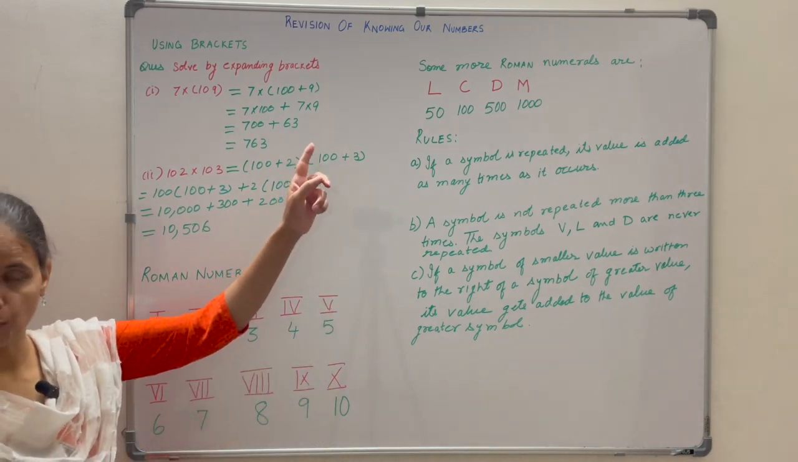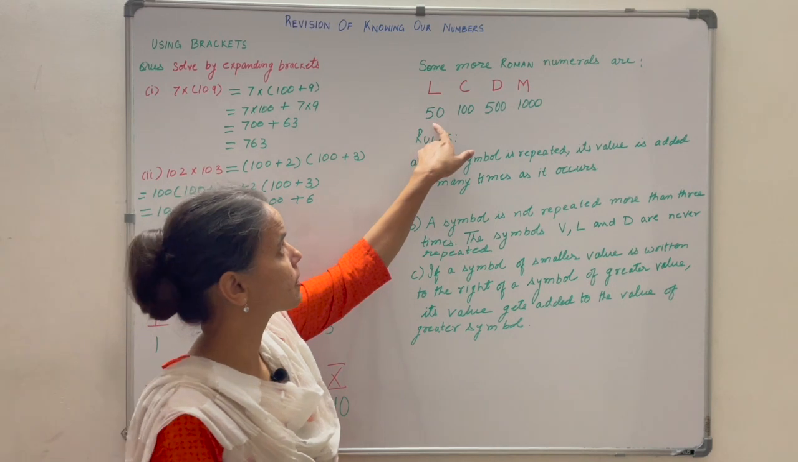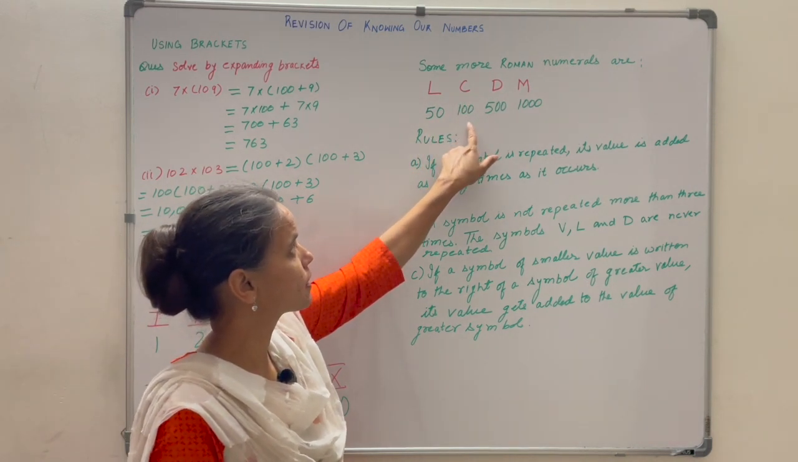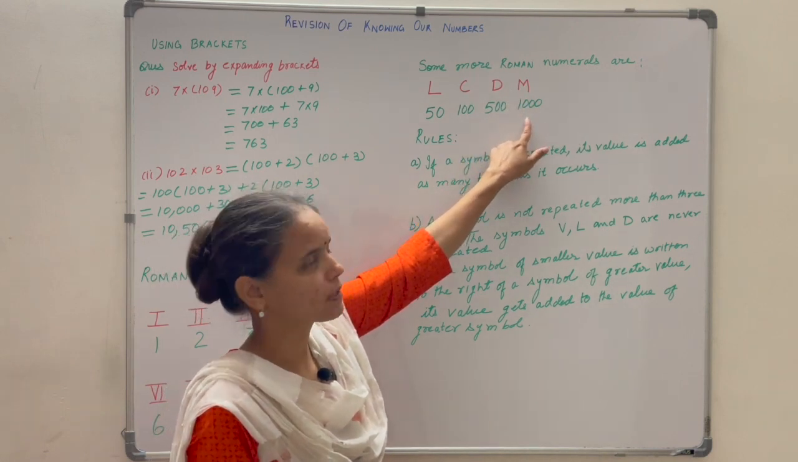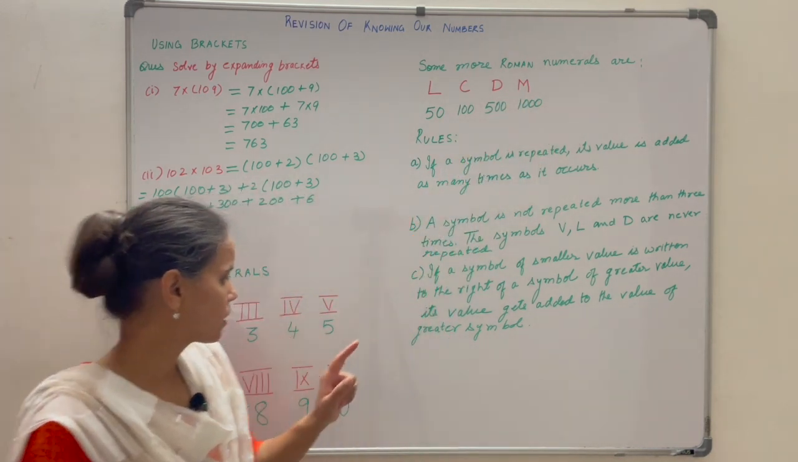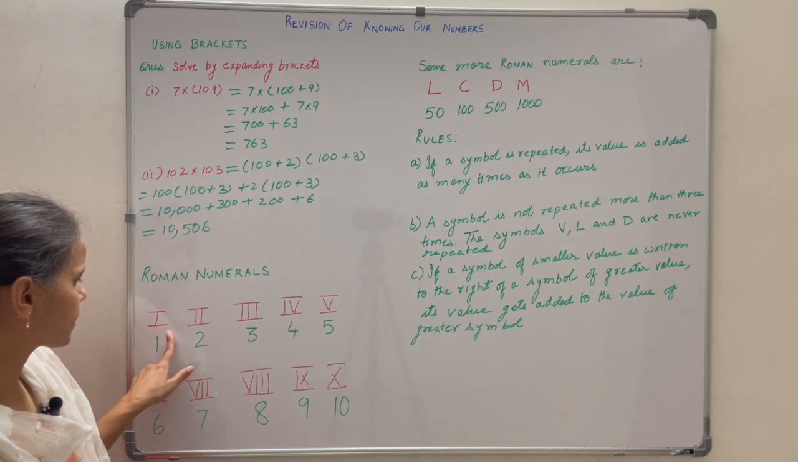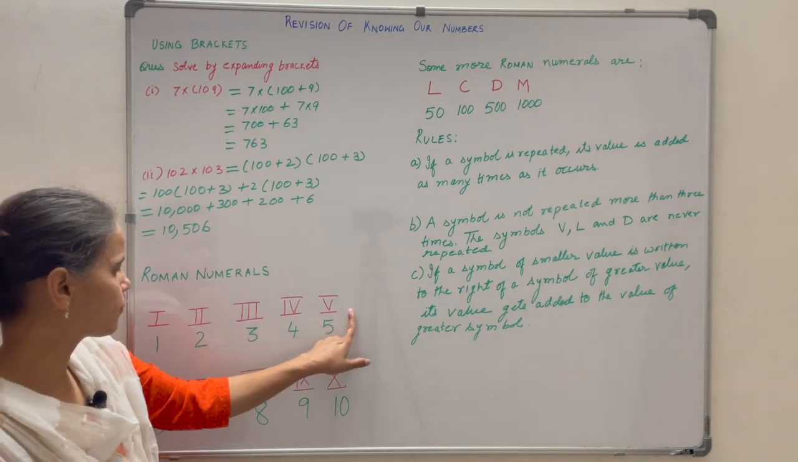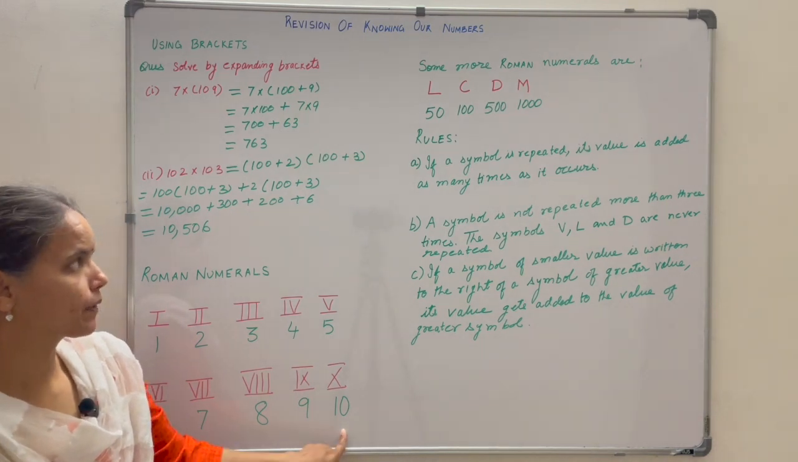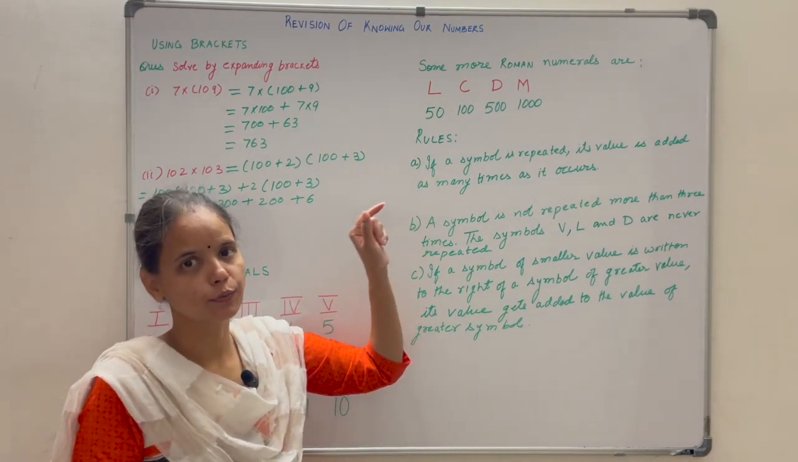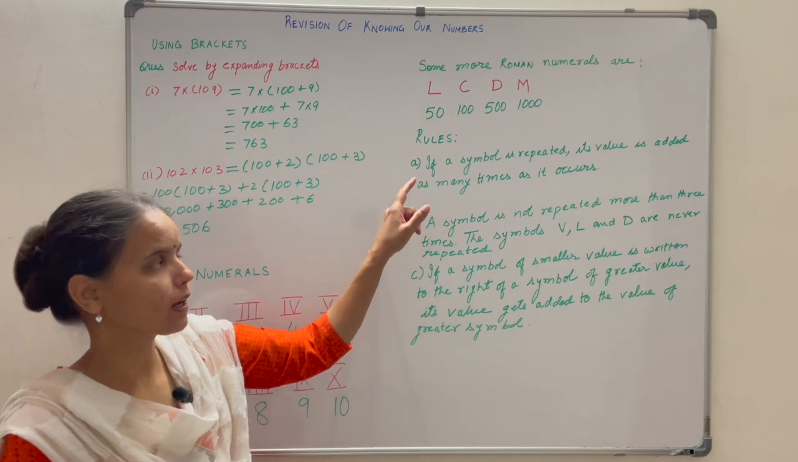Roman numerals. So these are the Roman numerals from 1 till 10. There are some more Roman numerals. L represents 50, C represents 100, D represents 500, M represents 1000. To represent 1, we write like this. To represent 5, we write like this. To represent 10, we write like this. There are certain rules for this system. Let us look into that.